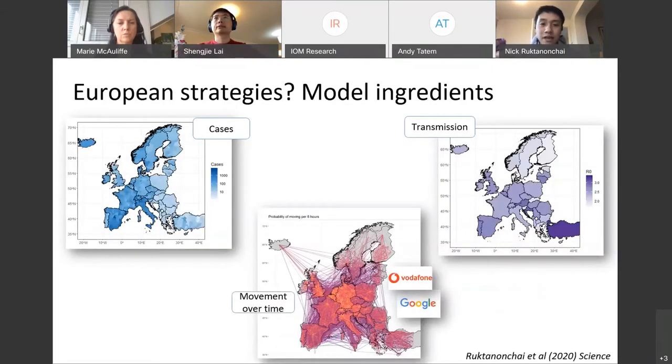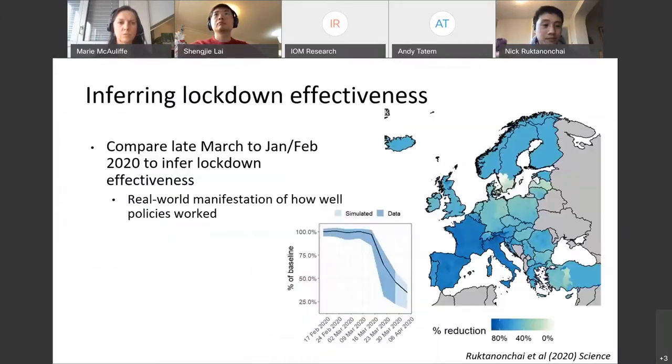We had three main pieces of information that we used to inform these hypothetical scenarios. So we had the number of cases throughout Europe from the European CDC. Using those cases at early stages of the pandemic, we estimated R0 for each country. So you can see that on the right. And then we also had movement over time on the bottom. Here we jointly used some data from Google, the international country level data that we had, and also some data from Vodafone as well.